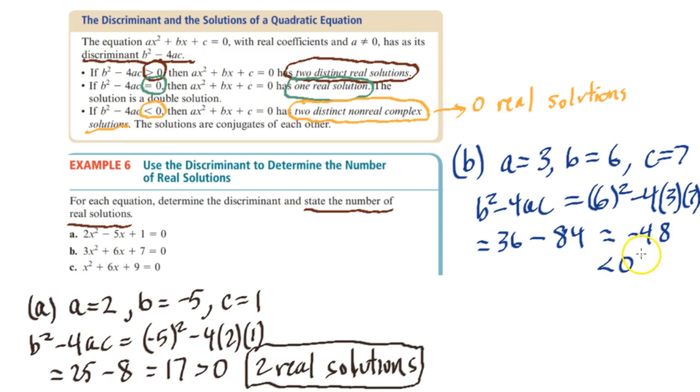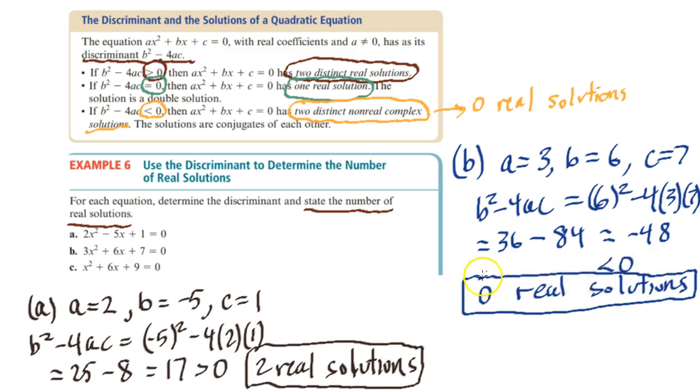And from that, we have the yellow option, which is two distinct non-real complex solutions. So two imaginary solutions, or in other words, for this we want to say 0 real solutions because they're asking about the number of real solutions. So 0 real solutions, and another way of expressing this is two complex or also imaginary solutions.